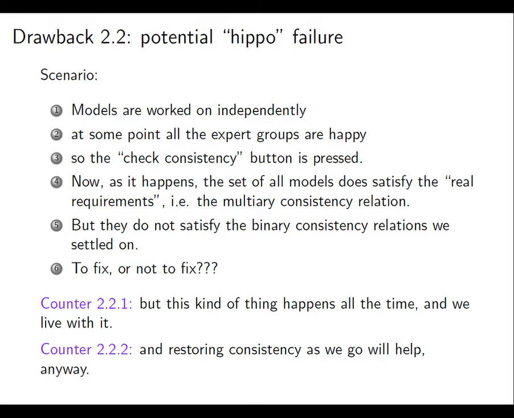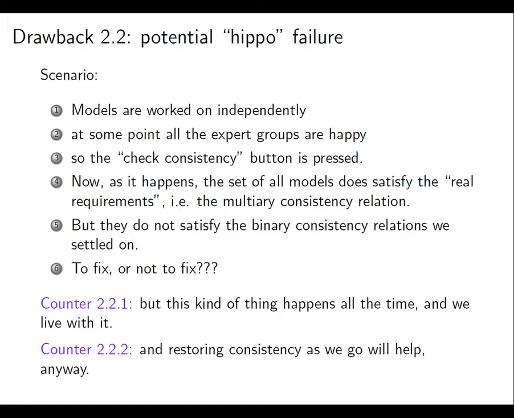Now at that point, if we're really serious that we're using the binary consistency relations, we are nevertheless going to go and modify the models so that they do satisfy all those binary consistency relations. But if people get to hear about the fact that actually their models were perfectly fine as they were, according to the original multiary relation, they might not be happy about that. And that amounts to a failure of Hippocraticness, for those of you who know what that term means.